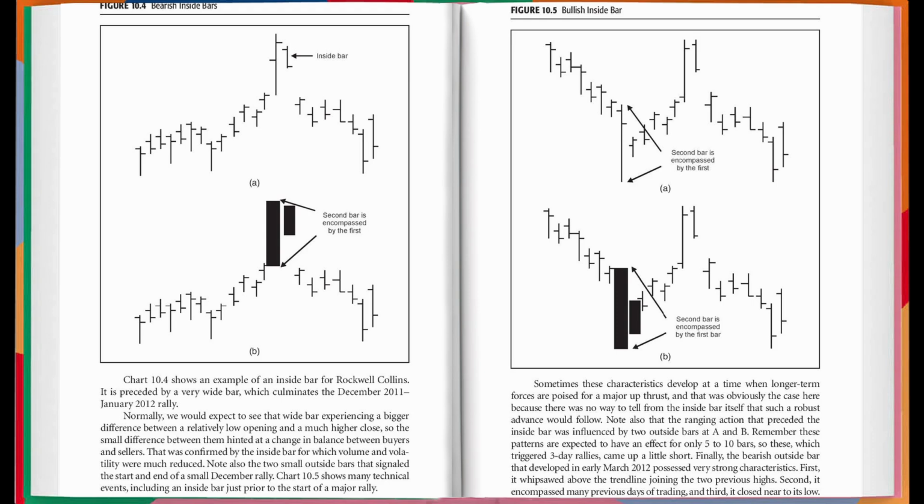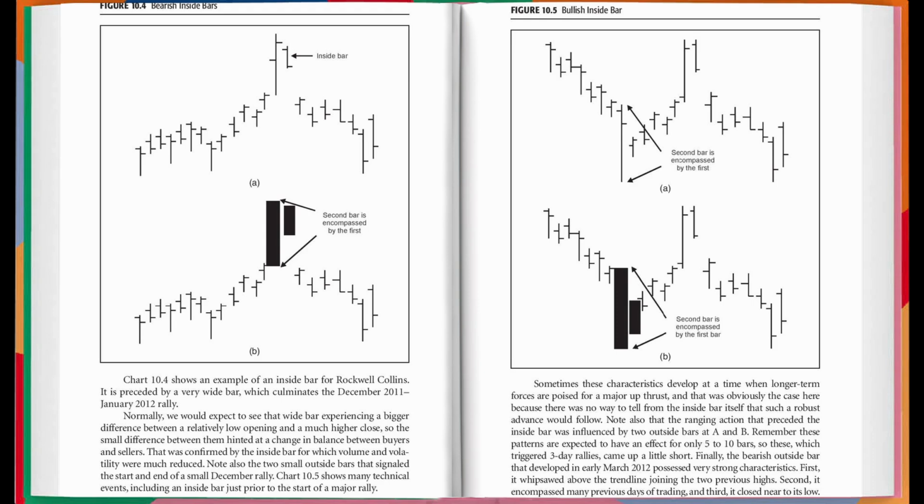Chart 10.5 shows many technical events, including an inside bar just prior to the start of a major rally. Sometimes these characteristics develop at a time when longer-term forces are poised for a major upthrust, and that was obviously the case here, because there was no way to tell from the inside bar itself that such a robust advance would follow. Note also that the ranging action that preceded the inside bar was influenced by two outside bars at A and B. Remember, these patterns are expected to have an effect for only 5 to 10 bars, so these, which triggered 3-day rallies, came up a little short.